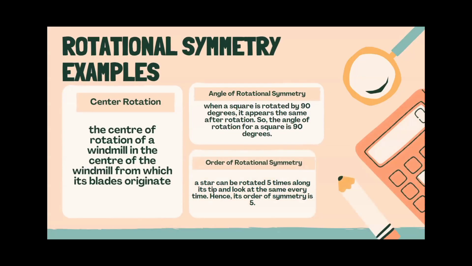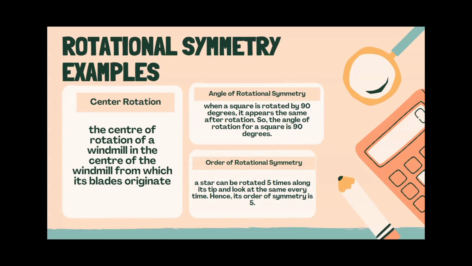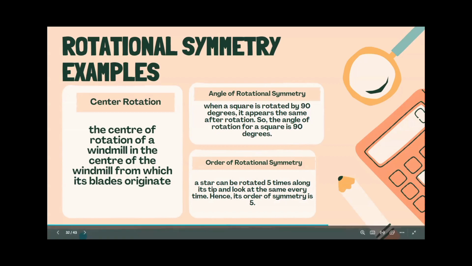Rotational symmetry examples. For the center of rotation, think of a windmill: the center of rotation is the center of the windmill, from which its blades originate. For the angle of rotational symmetry, when a square is rotated by 90 degrees, it appears the same after rotation. So the angle of rotation for a square is 90 degrees.